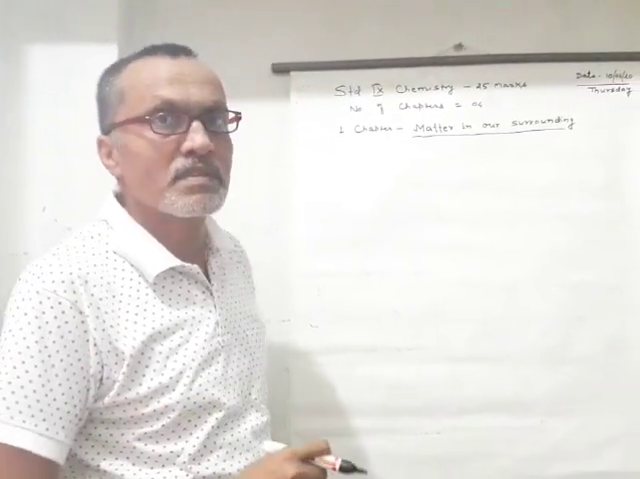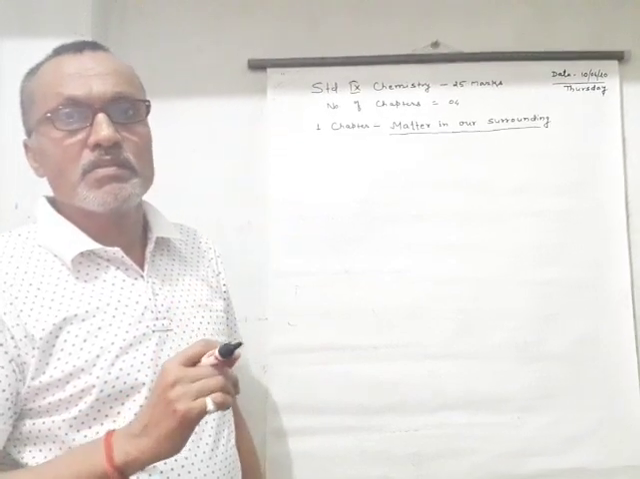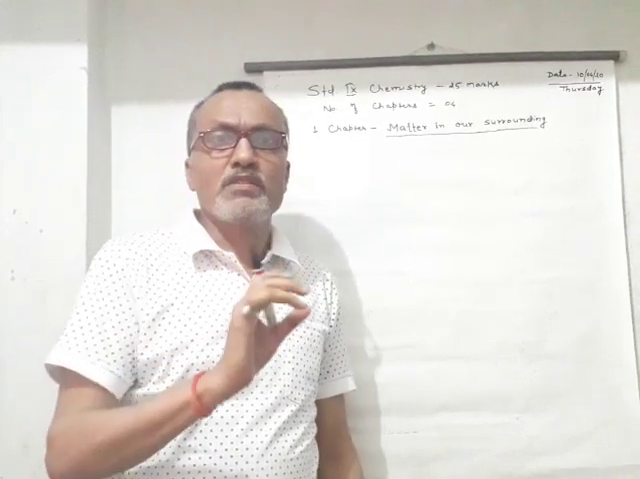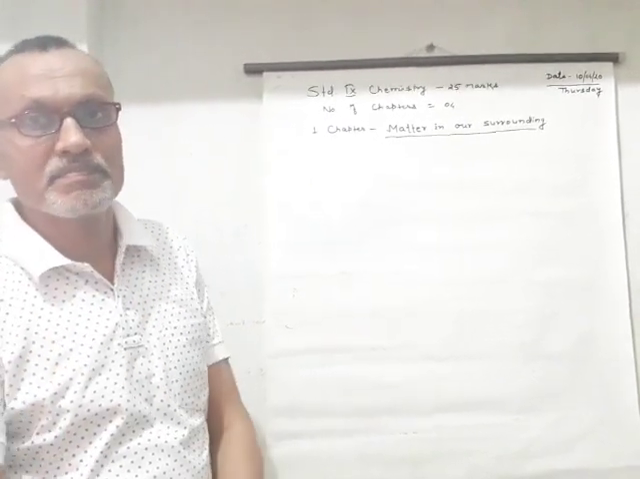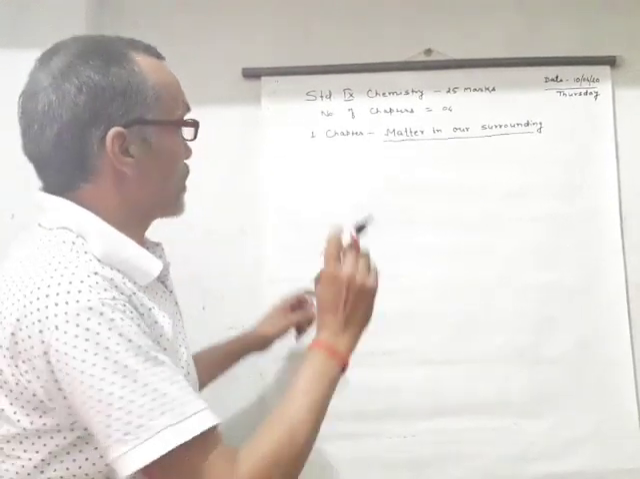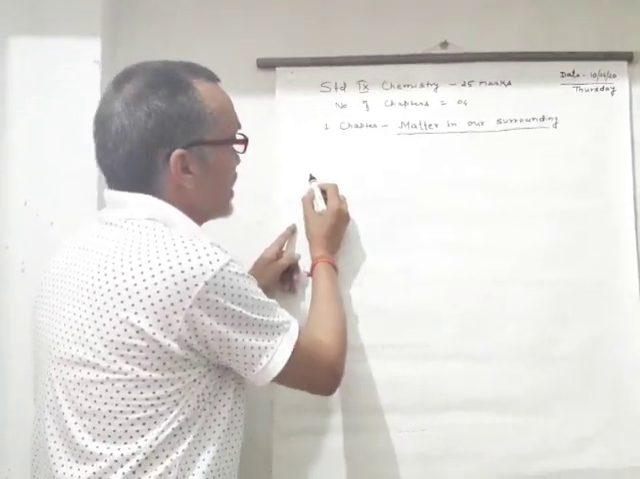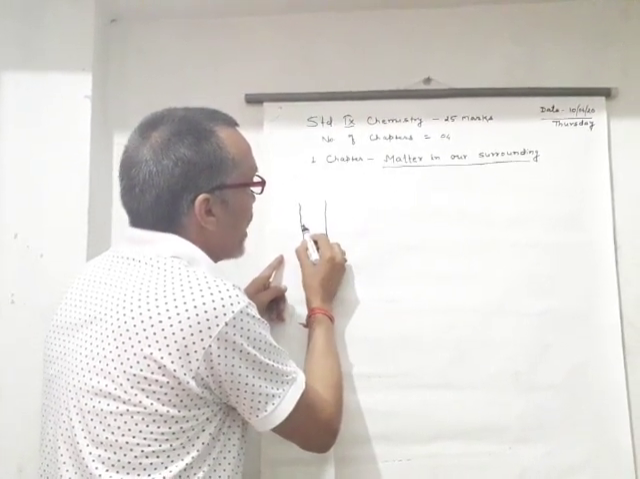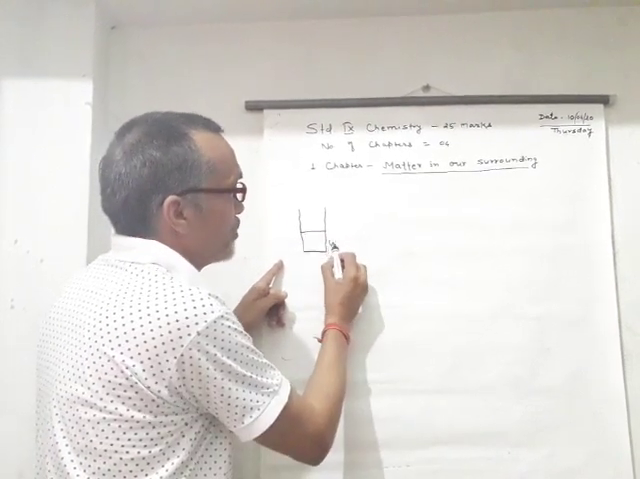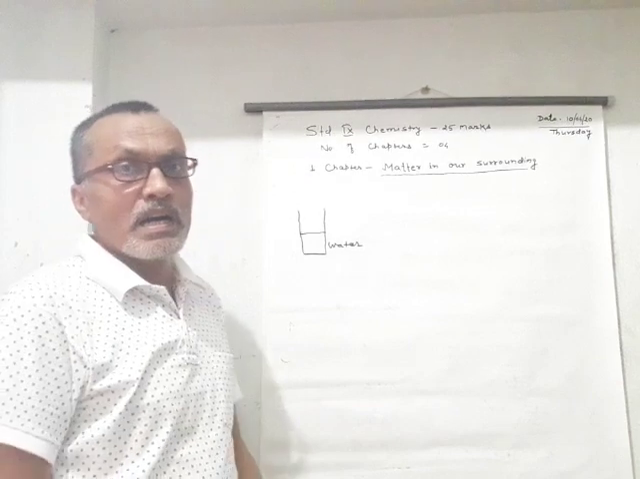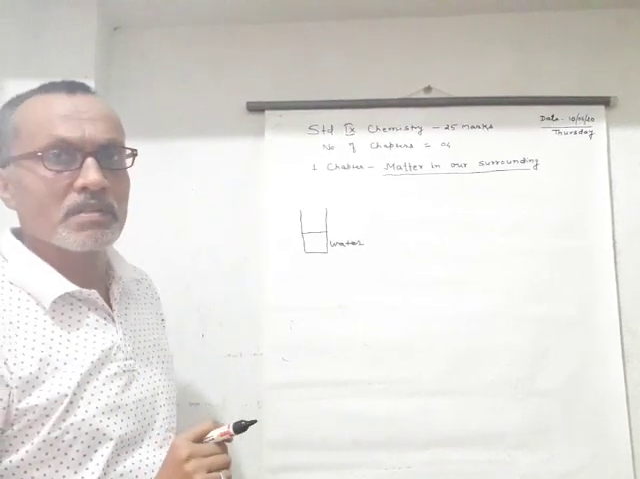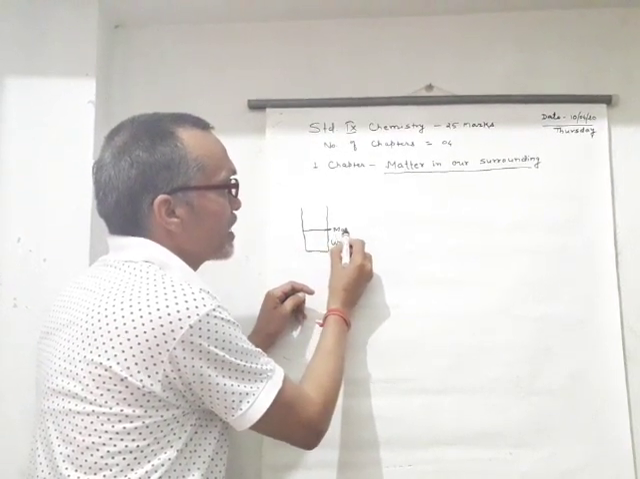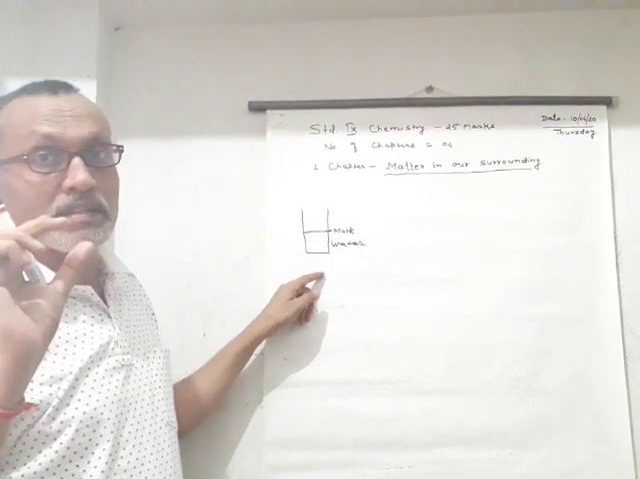Now students, I told you matter is particulate. For this, we will have one activity. Students, you take a glass filled halfway with water. And now, with the help of nail polish, you have to mark the level of water. Mark the level of water inside the glass.